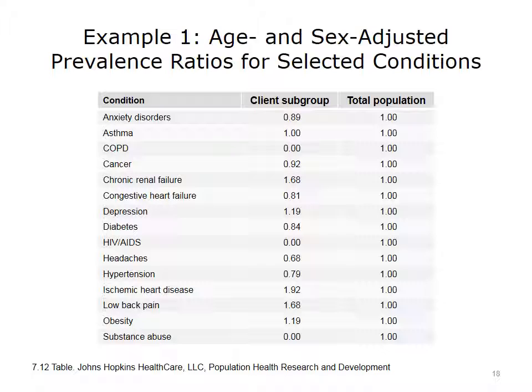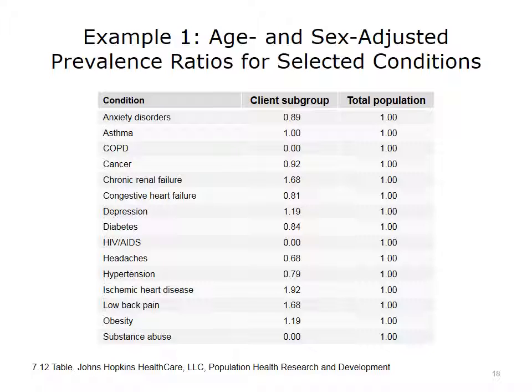And so then you can begin to focus strategies based on those most commonly occurring or most prevalent selected chronic conditions. This table shows age and sex-adjusted prevalence ratios for selected conditions. So in our overall population, we are comparing a subpopulation to the overall population. So for example, in anxiety disorders, after age and sex adjustment to this prevalence rate, we have a group of people with anxiety disorders who are less at risk or less morbid than the overall population.